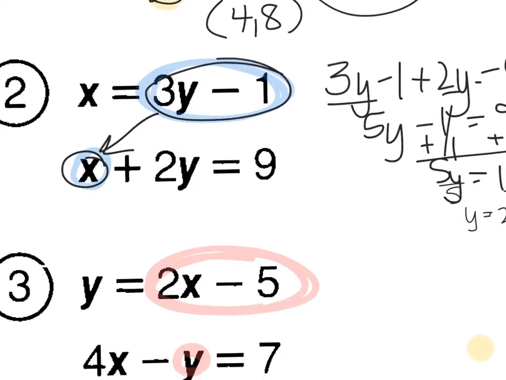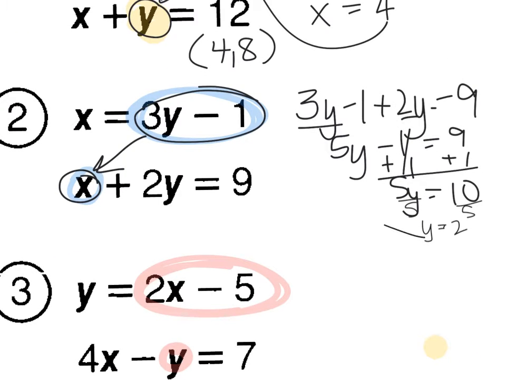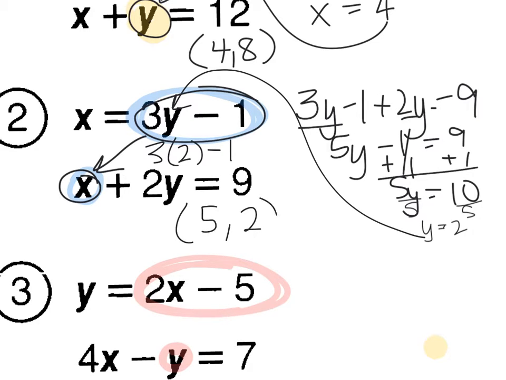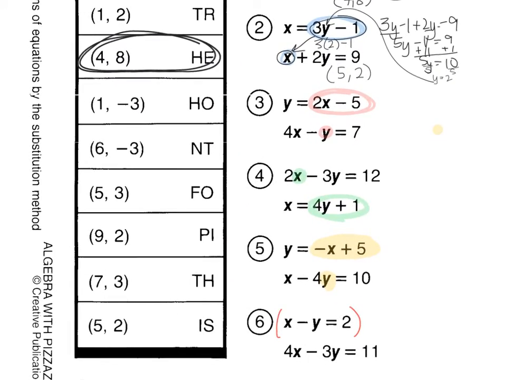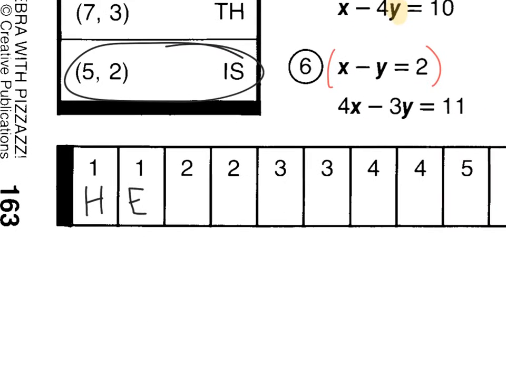Okay, so then I'm going to take the 2 and I'm going to plug it back in right here. So 3 times 2, take away 1 is 6, take away 1, which is 5. So x is 5 and y is 2, which is down here at the bottom. So we're going to put I, S.